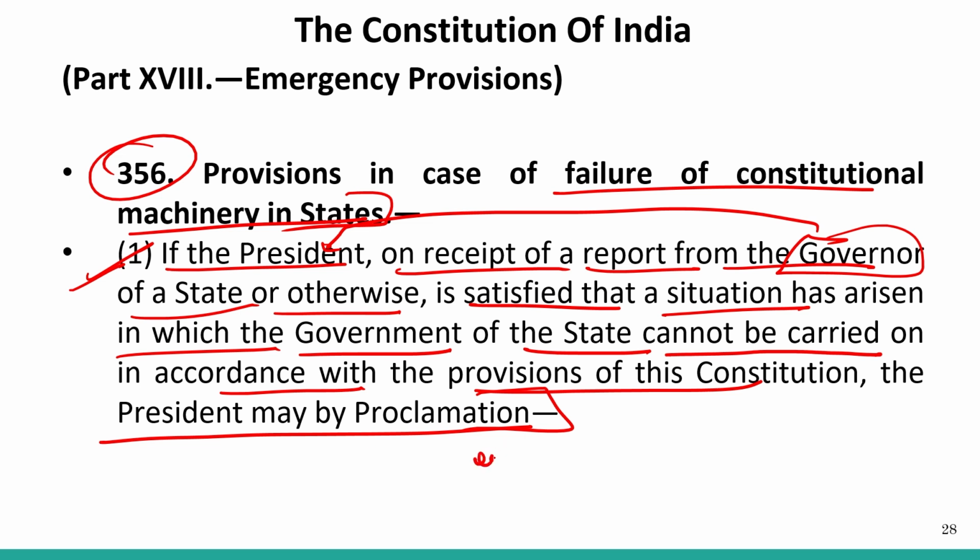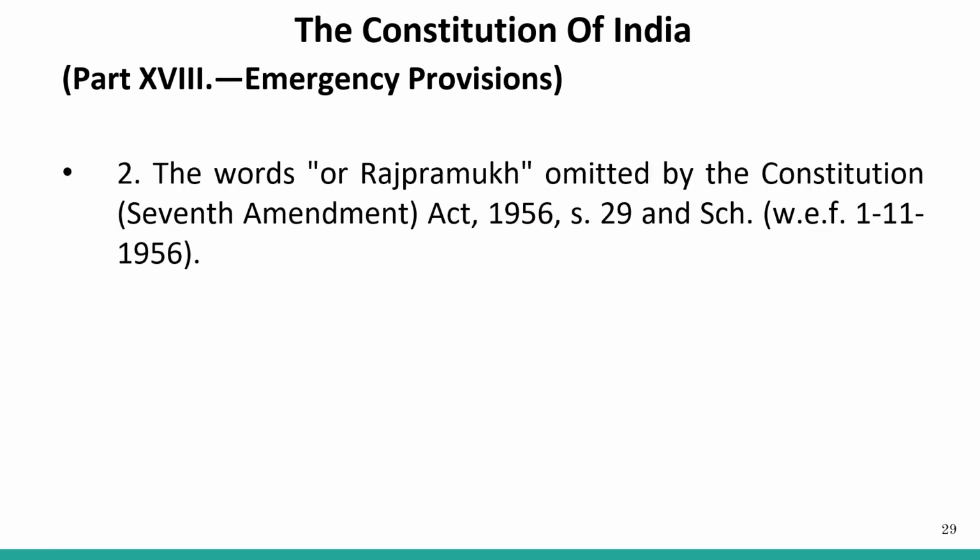proclaim what? Emergency. Okay, this is an important portion for you: if the state government is not able to function properly, and the governor is of the belief that the government is not able to function properly, then he will send a report to the president stating that the government is not able to function, and the president shall proclaim emergency. Okay.